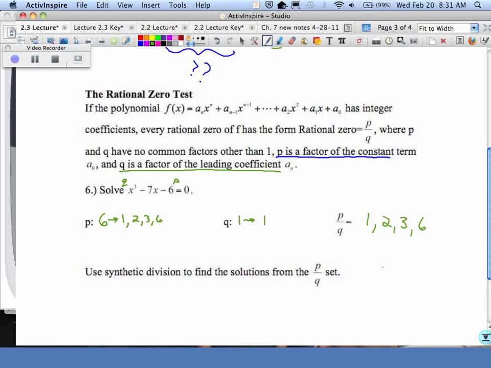And then we say these may or may not be positive or negative. So by putting the plus or minus out in front of all those p's over q's, how many numbers do we have in the p over q list now? 8. 4 positive, 4 negative.